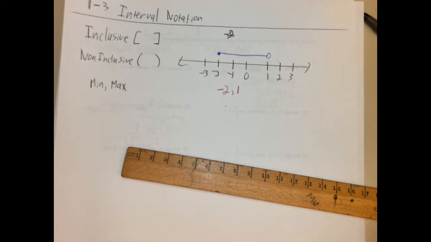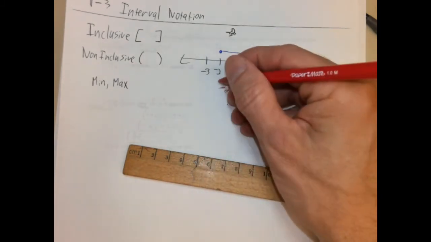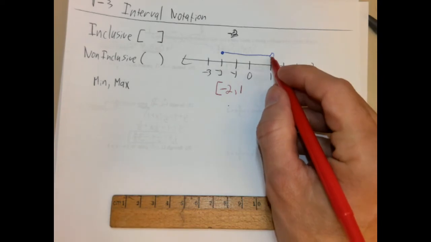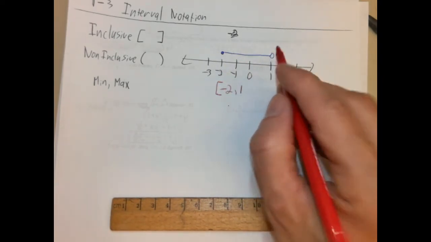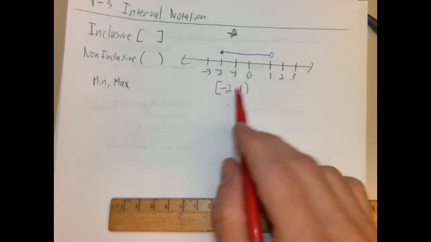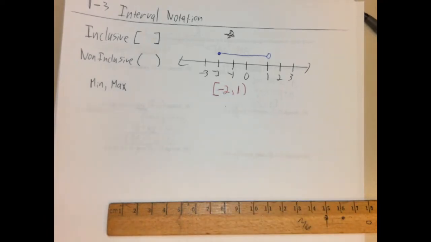If we look at this, -2 has a filled-in circle, which means -2 is part of the solution. So we're going to put a bracket there. Here, 1 has an open circle, so you can see it's all the numbers up to 1, but not including 1. So that would be a parenthesis, and that would describe this data set. So it's -2 to 1, including the -2, but not including the 1.